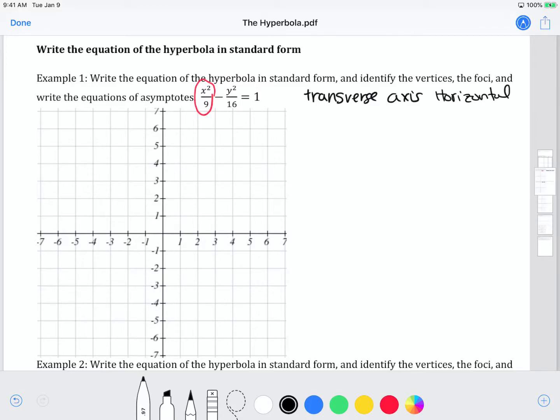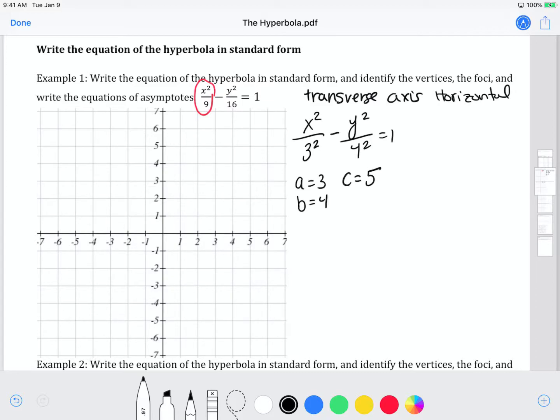Okay, so to put this in standard form, the only thing we have to do in this case is just make the denominators written as something squared. So I'm going to have x squared over 3 squared minus y squared over 4 squared is equal to 1. So now we can identify that a is 3, b is 4, and then if we use the equation c squared is equal to a squared plus b squared, we're going to find that c is equal to 5.